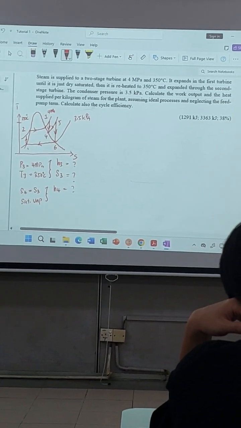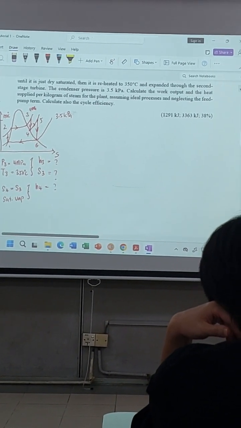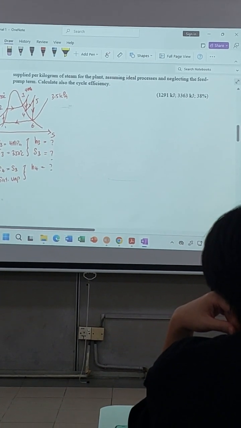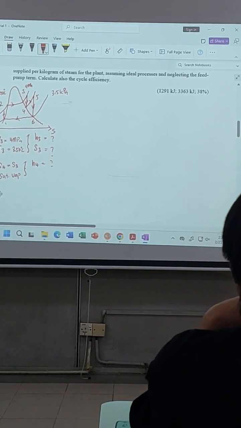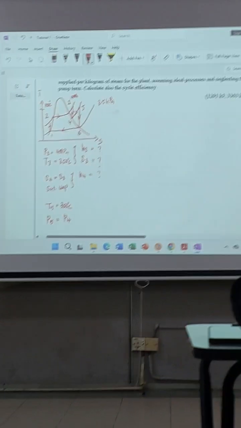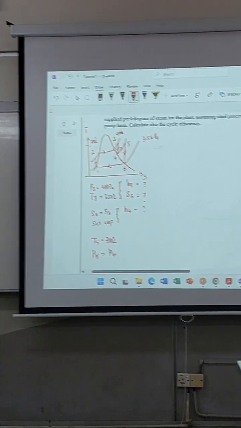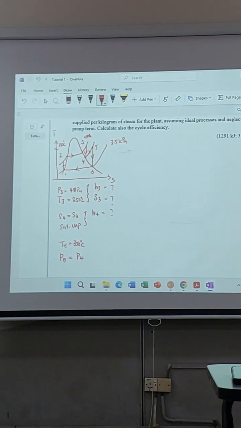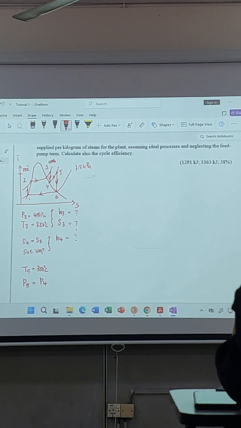So then we move on to state 5. When you move on to state 5, you know that T5 is 350 degrees Celsius. You need one more piece of information, and that is that P5 is equal to P4. Which means now you can go back to state 4. Like I said, if you don't know what to do, enthalpy is always the thing that you need. So you always find enthalpy first.